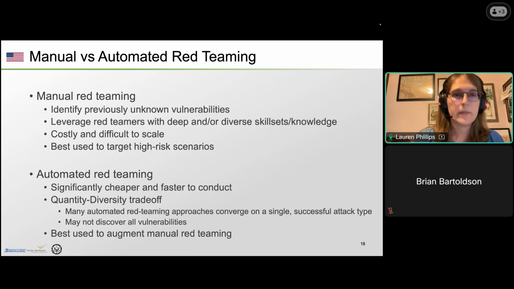With manual red teaming, the idea is that you should leverage red teamers that have deep or diverse skill sets and knowledge in order to identify previously unknown vulnerabilities. There's an element of human creativity at play.